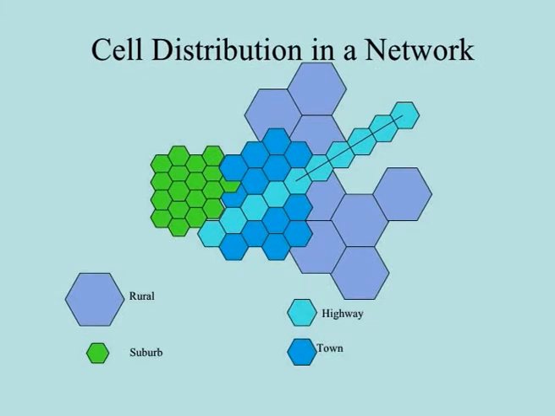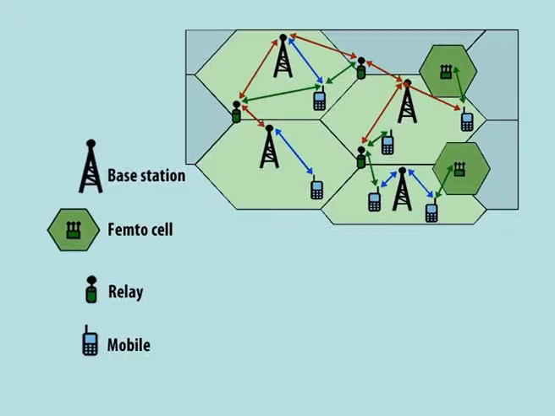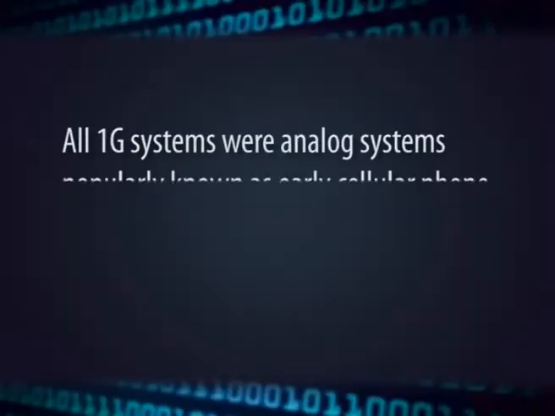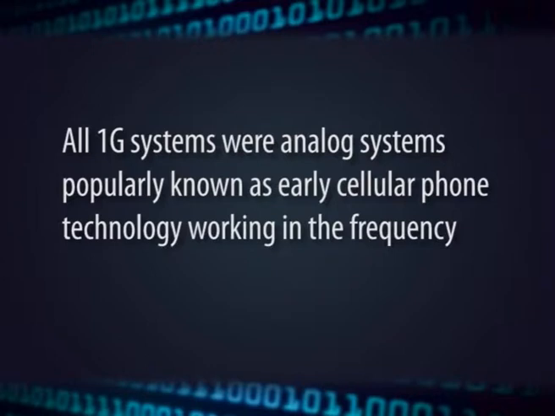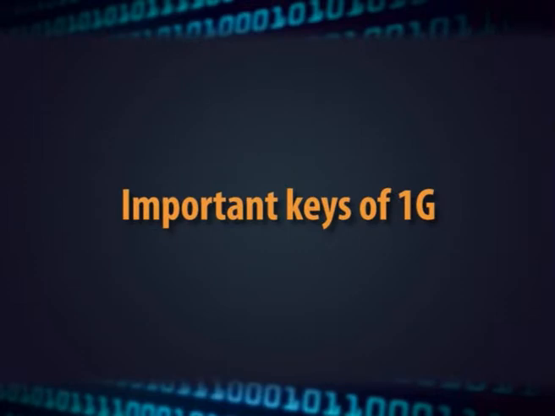In first generation, the geographical area is divided into cells, typically 10 to 25 kilometers, each served by a base station. Cells are small so that frequency reuse can be exploited in nearby, but not adjacent cells. This allows many more users to be supported in a given area. All 1G systems were analog systems, popularly known as early cellular phone technology, working in the frequency band of 150 MHz.